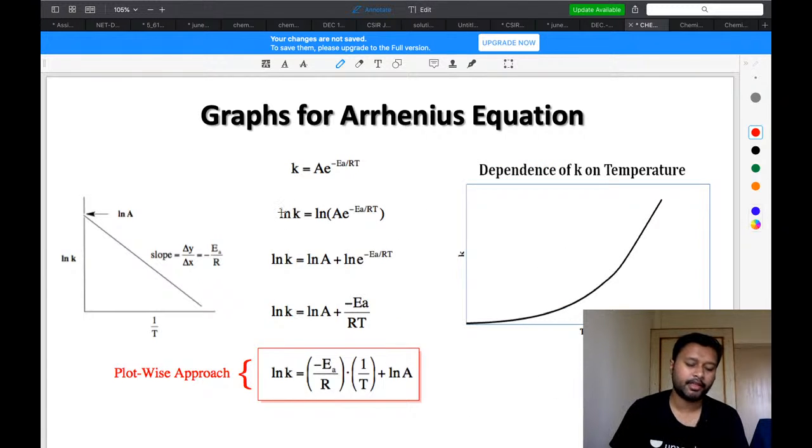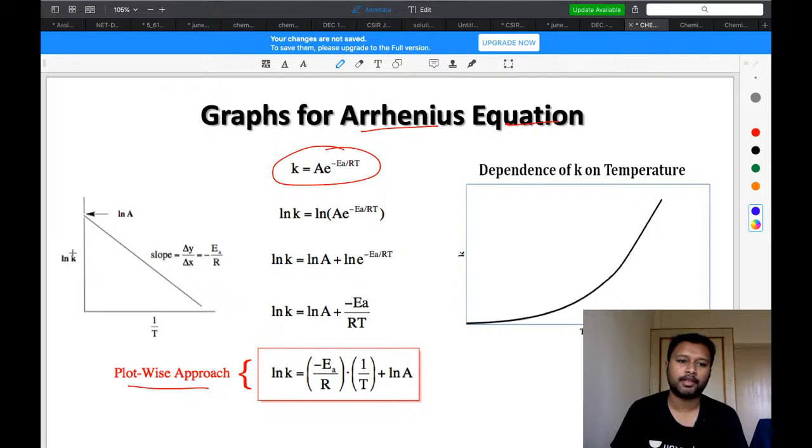The next important thing is the graphs related to the Arrhenius equation. You know the Arrhenius equation was given by k = A e^(-Ea/RT). The equation can be reduced by taking ln both sides. So ln k = ln A - Ea/RT, right? Or you can write it like this: ln k = -(Ea/R) × (1/T) + ln A. This is the plot-wise approach.